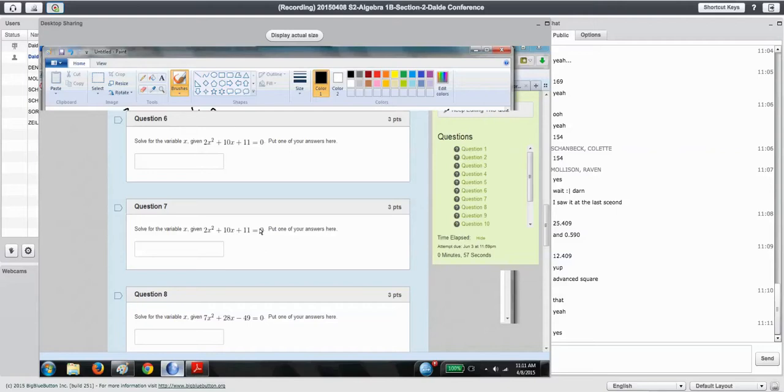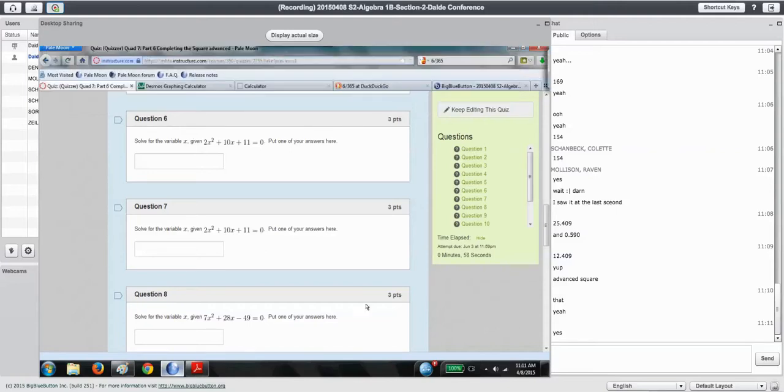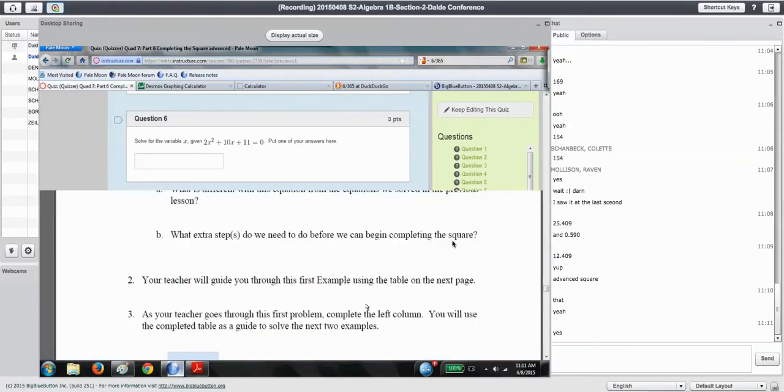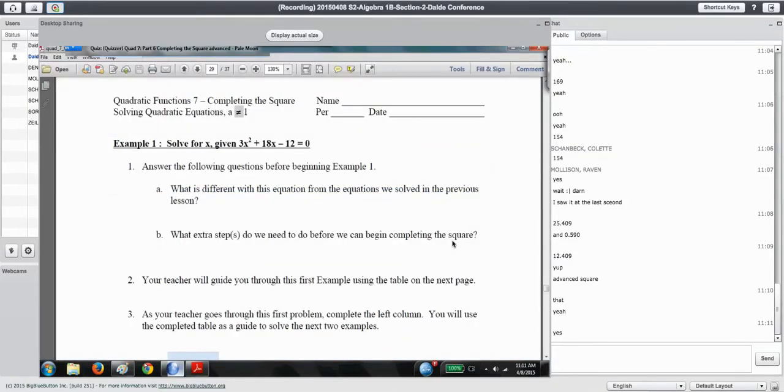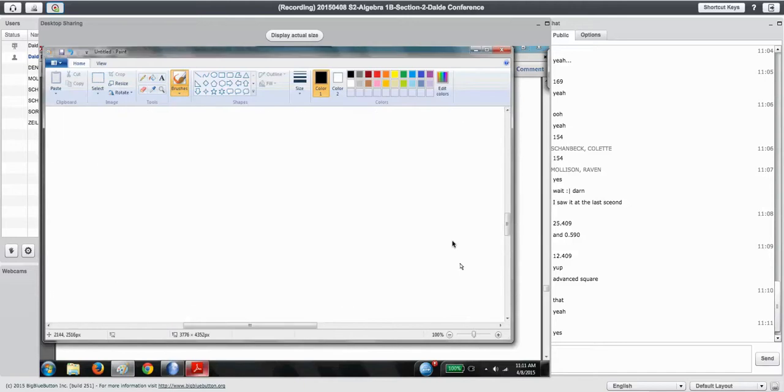So, what you're going to have to do, give me a second, my computer's a little bit frozen. It's going to think about what it wants to do, and then, there we go. So what you're going to have to do is 2x squared plus 10x, 2x squared plus 10x plus 11. Okay.